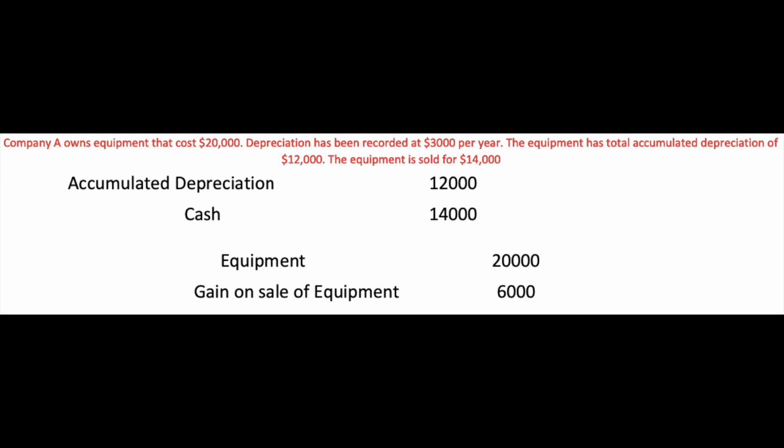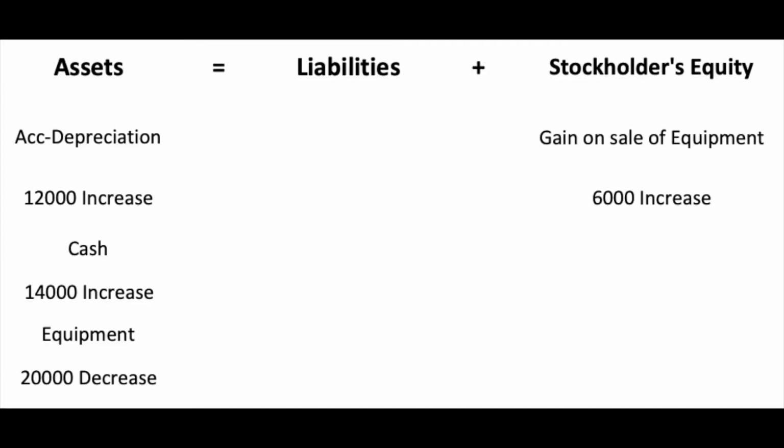5. Company A owns equipment that cost $20,000. Depreciation has been recorded at $3,000 per year. The equipment has total accumulated depreciation of $12,000. The equipment is sold for $14,000. Debit $12,000 and $14,000 to accumulated depreciation and cash respectively, and credit $20,000 to the equipment. This leads to an additional credit to gain on sale of equipment for $6,000. Assets increase by $6,000, and stockholders' equity is increased by the $6,000.